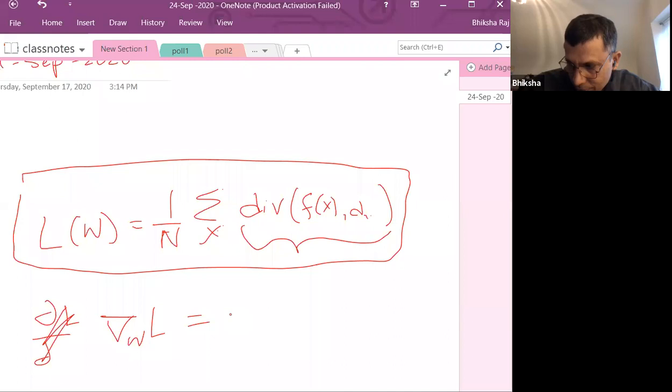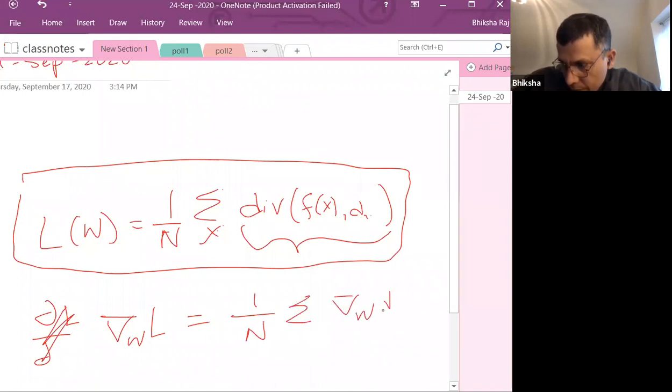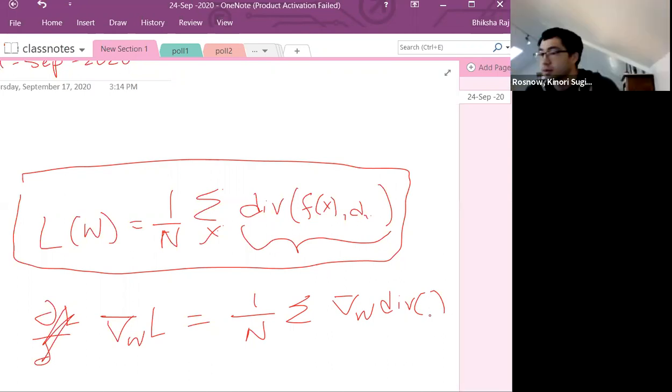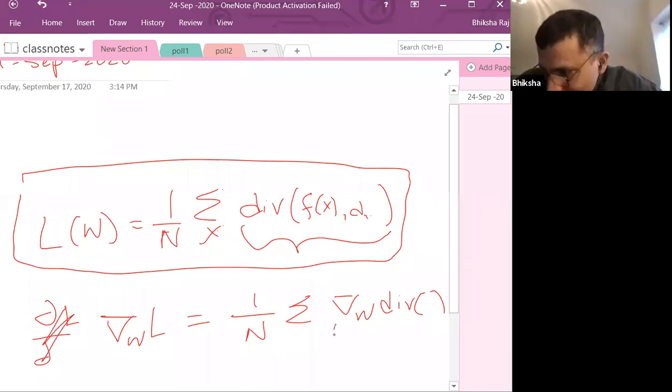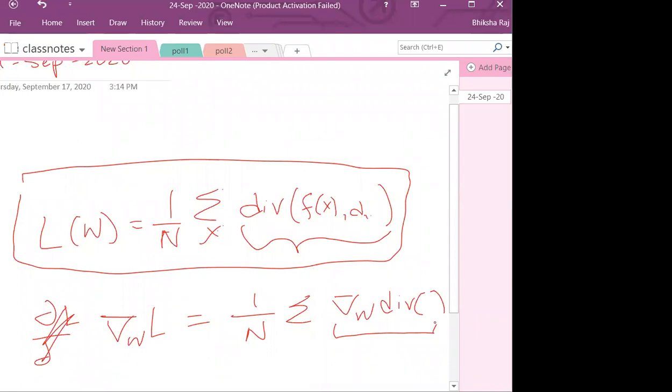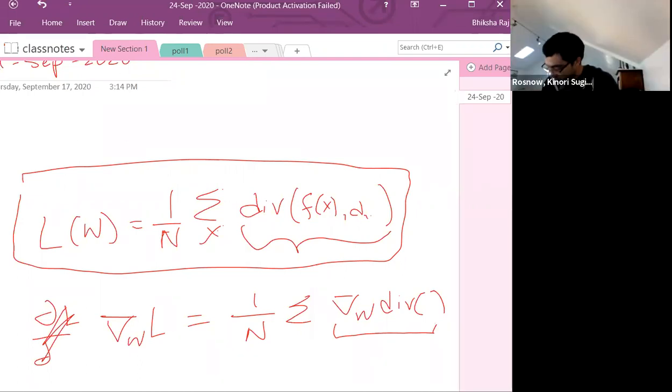Remember? This is once again, is this going to be an average, or is this going to be just one term? Let me help you. The linearity says it's the average of the derivatives of the divergences for the individual instances. You remember this? And is this going to be the same for every training instance? No, they're going to be different, right?